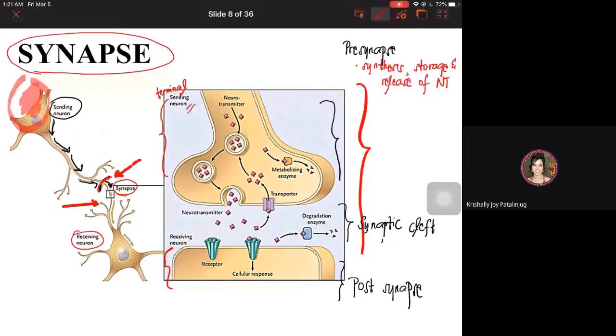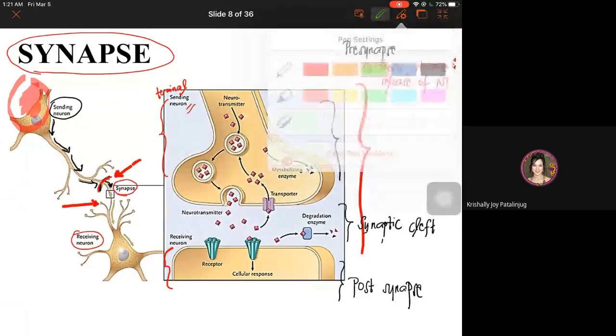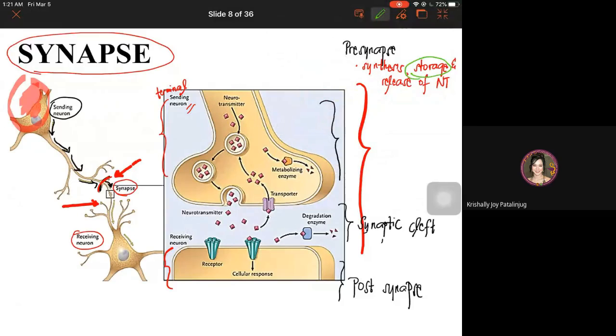Now, when we talk about storage, this tells something about the form of storage that involves neurotransmitters. The very form of storage, what is the storage involved in neurotransmitters? Particularly, that storage is in the form of vesicles. Take note, the storage of neurotransmitters is in the form of vesicles.